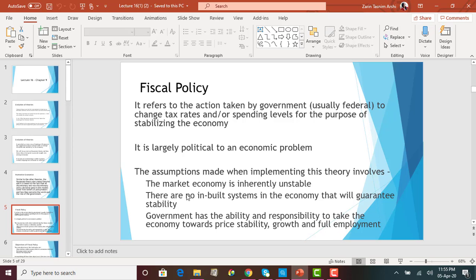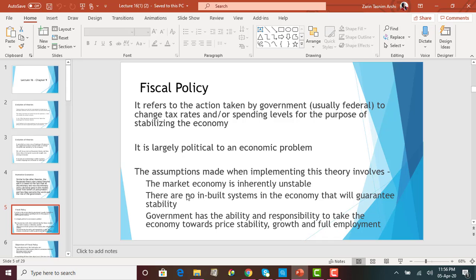The second assumption about fiscal policy is there are no inbuilt systems in the economy that will bring it back to equilibrium. So remember, this is in contrast with your classical theory. Classical theory said flexible interest rates and flexible wages and prices will bring back the economy to equilibrium. But fiscal policy's assumption is there are no systems in the economy that will bring the economy back to equilibrium in the long run. And the third assumption of fiscal policy is that the government has the ability and the responsibility to bring the economy back to equilibrium.